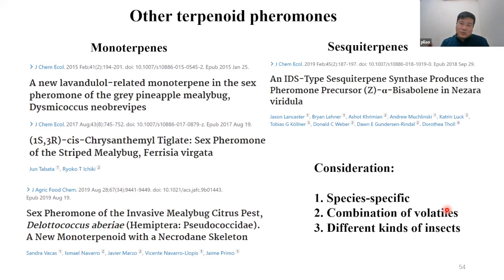Also, like I said just now, for soybeans, there are different kinds of insects. They affect different areas. For example, some insects are affecting the leaves, some of them affect the pods, and some of them affect the roots. So different strategies or different pheromones may be needed for different tissues.